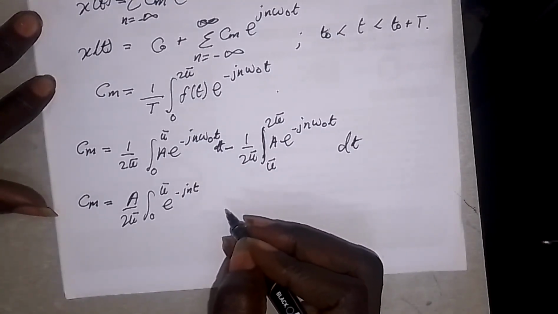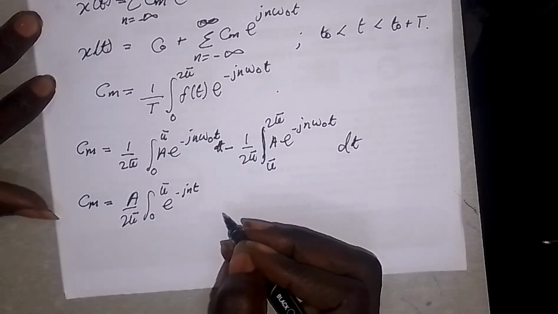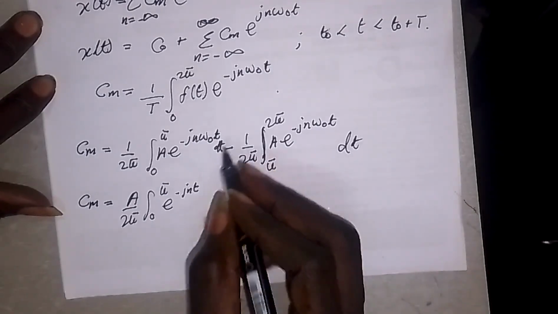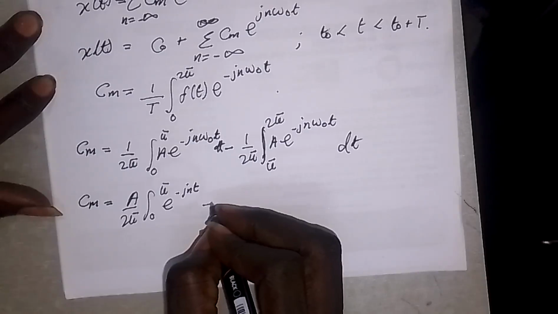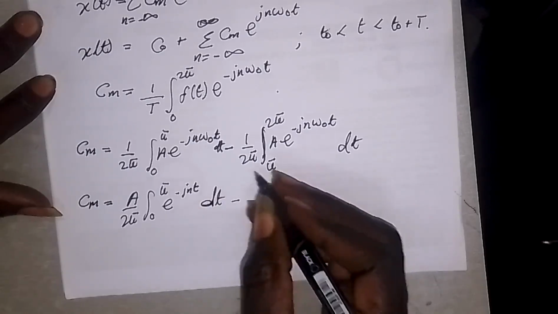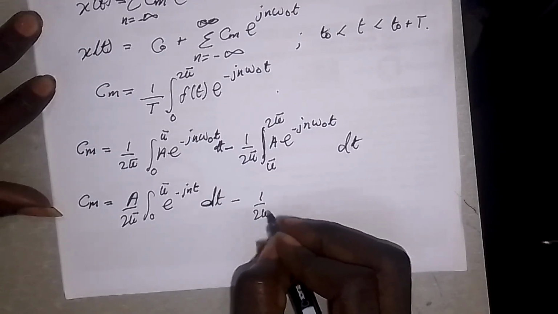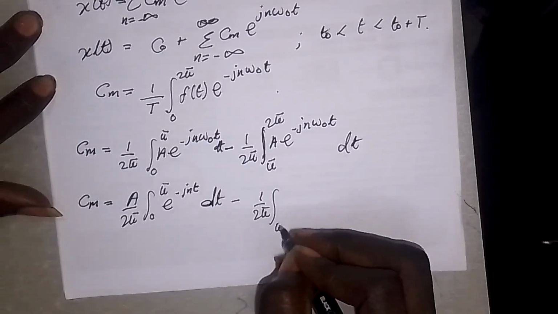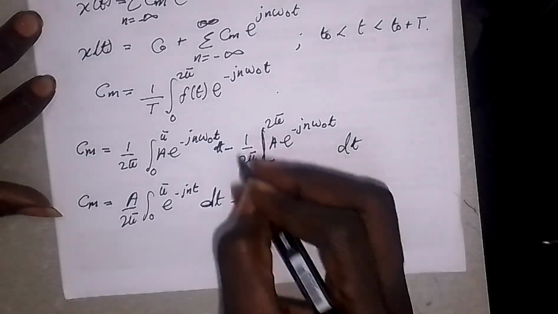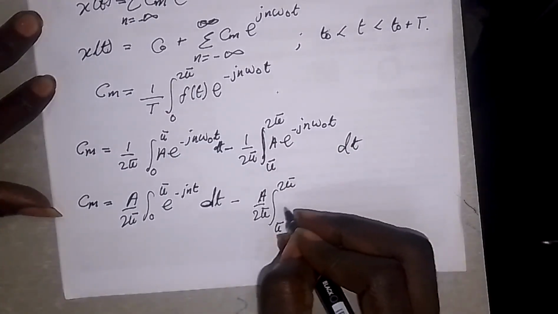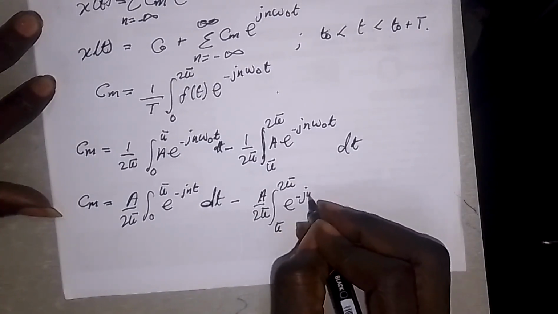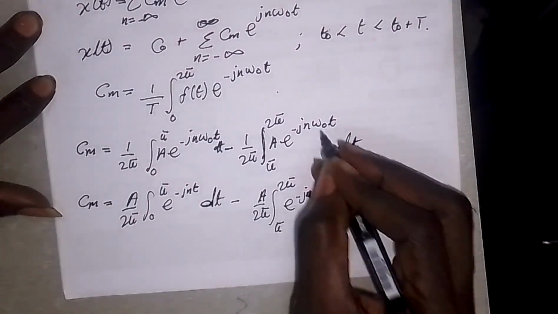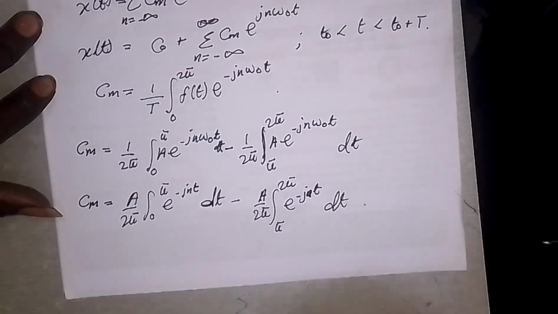Then I'm going to have this particular aspect also, dt, minus 1 over 2 pi into the integral from pi to 2 pi of a into e^(minus j n t) dt. So this is what I am going to have.